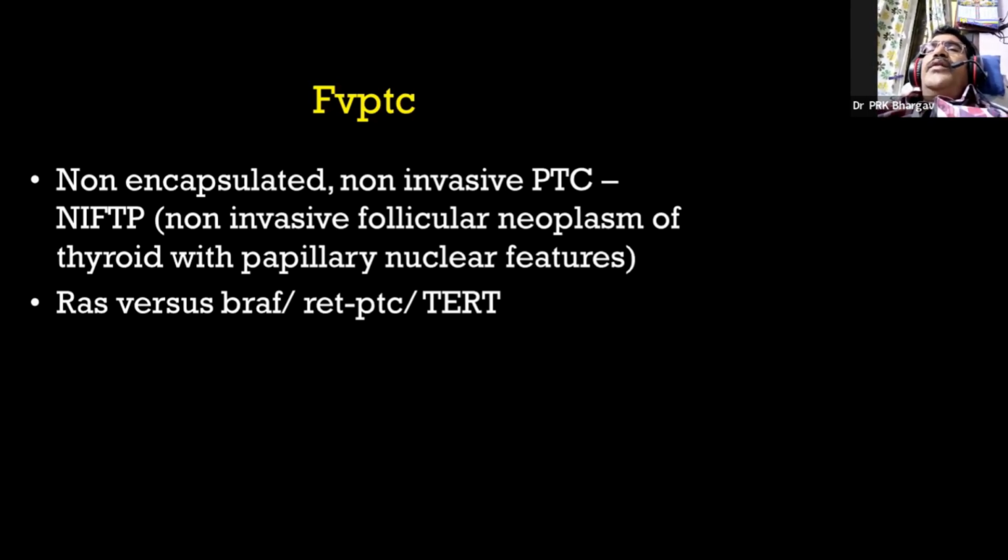So here, usually the genetics plays a role. Usually a follicular variant has RAS mutations more commonly, but to label it as PTC, the presence of BRAF or RET-PTC or TERT mutations will settle the issue. Well, of course, I'll cover this later in more detail. Next.